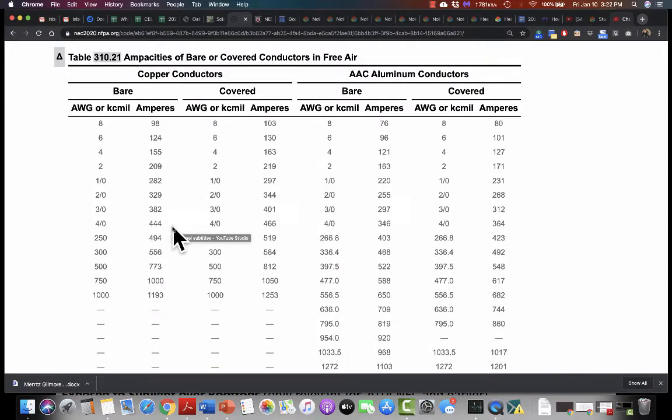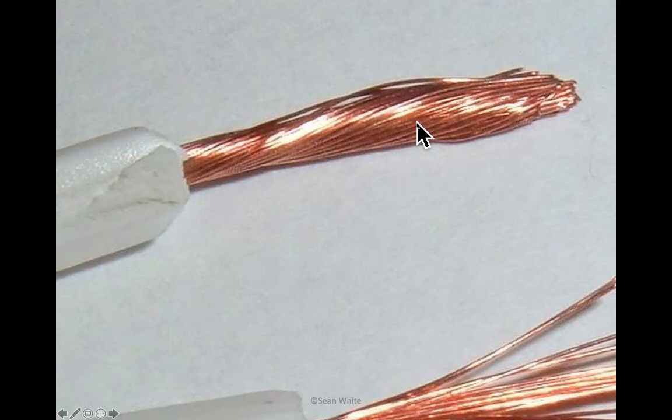And let's finish off Article 310 with this kind of a joke. Ampacities of bare or covered conductors in free air. Who's going to use a bare conductor? Are we still talking knob and tube? That's crazy. Let's talk about the theory here, and we're going to talk about how this works.